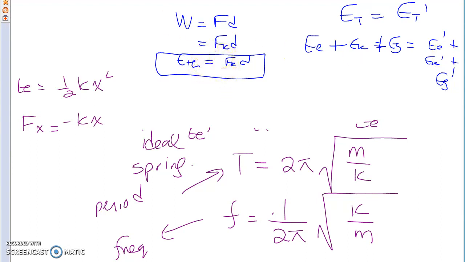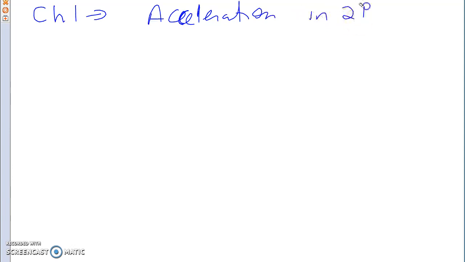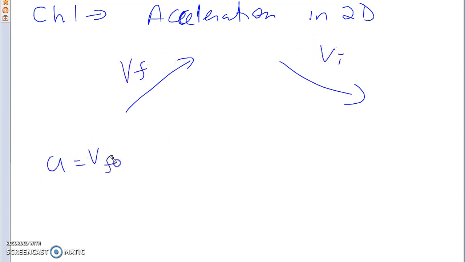Any questions? Now from chapter 1, I totally forgot this, we didn't do acceleration in 2D. But please remember, go over acceleration 2D again. This was when an object is moving one way and then is moving another way. That VF, there at VI. Acceleration is VF minus VI.